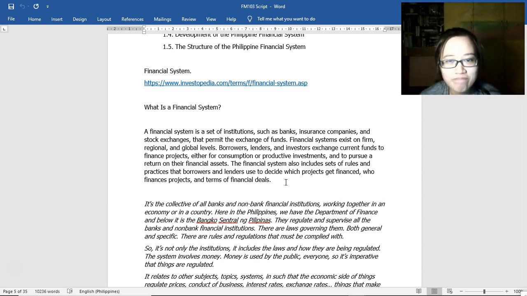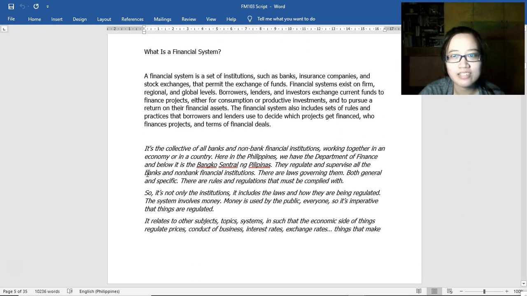Okay, moving forward, the italicized part here is basically supposed to be my discussion. Okay, so again, financial system, so it's the collective of all banks and non-bank financial institutions working together in an economy or in a country, okay, meeting the demand and the supply.